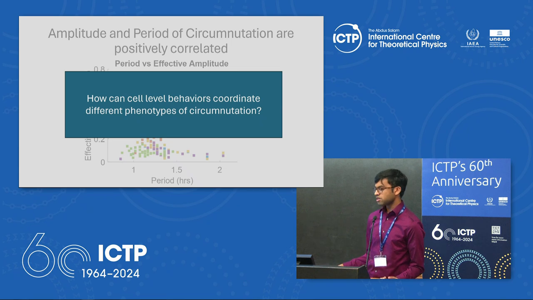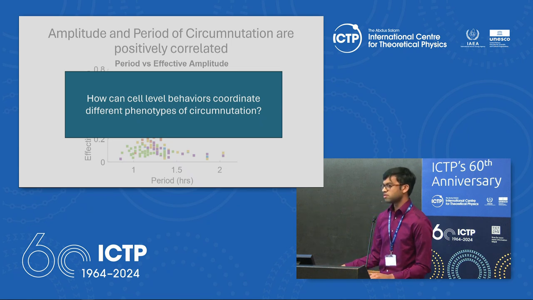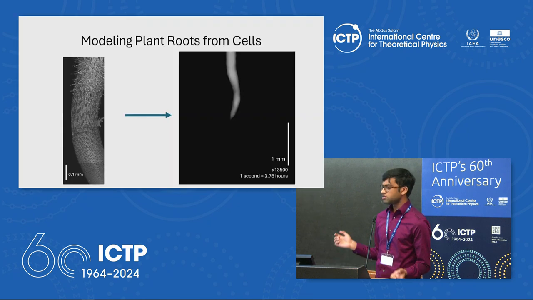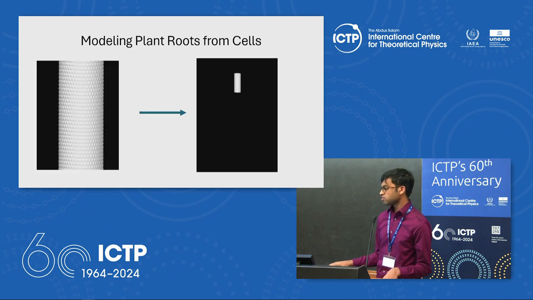So my big question is, how can we use this to coordinate, or how do cell-level behaviors coordinate these tons of different types of segmentation? So again, to reiterate, the plant is made of cells, and we want to figure out how those cells can affect the overall root. And it turns out there aren't a lot of simulations which have looked at both the cell-level behaviors and the overall organ-level behavior at the same time. So I've set out to make one.